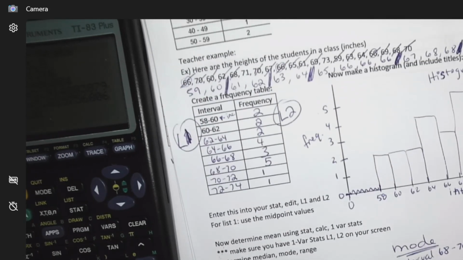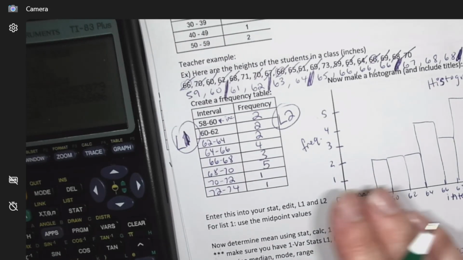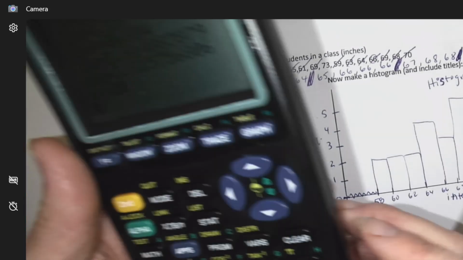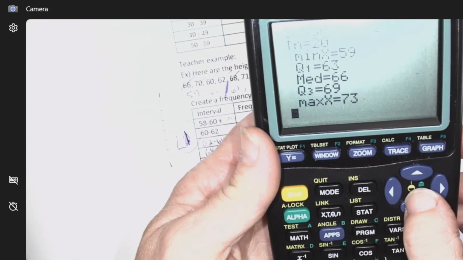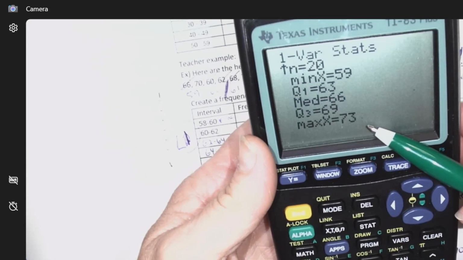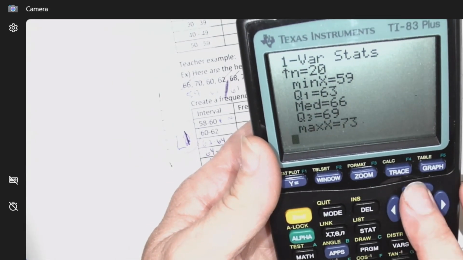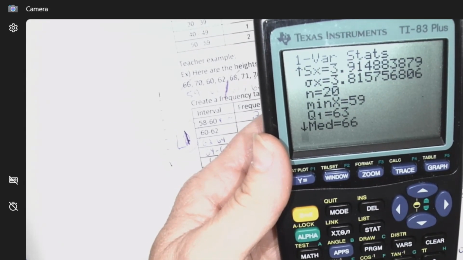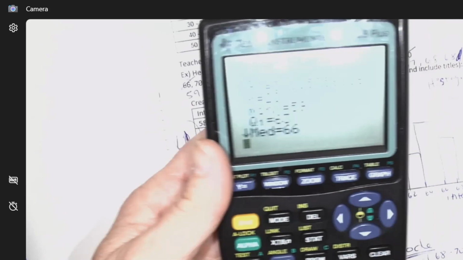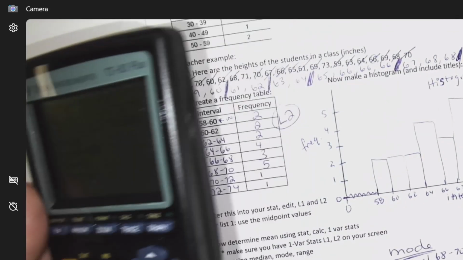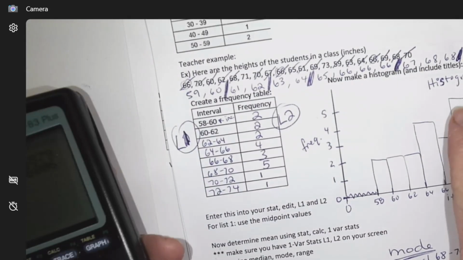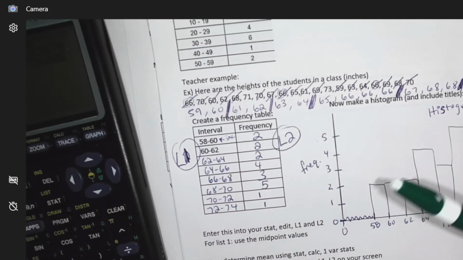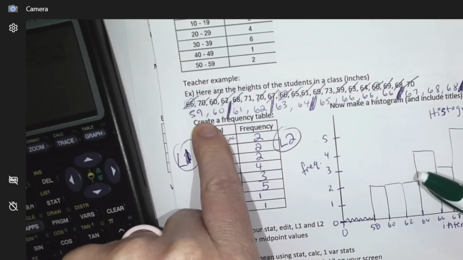Range, what's the highest minus the lowest? So I would accept this. If you used your calculator, you could do what you've typed in, 73 highest minus 53. Or 59, sorry. And I'd also accept if you just used your paper, which actually is the same thing.